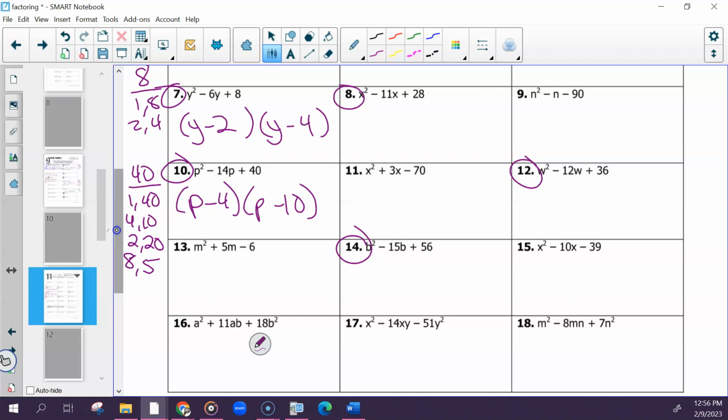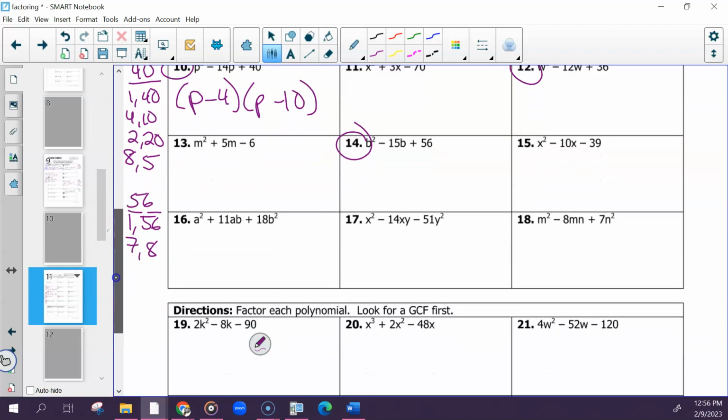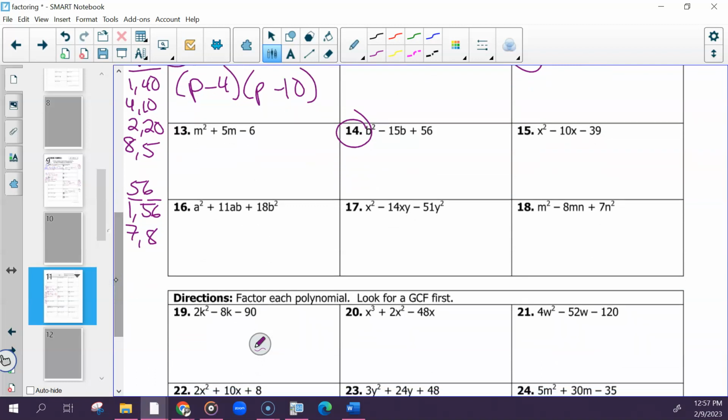And then 14, factors of 56. Got 1 and 56. Okay, 7 and 8. 2 and 28. 4 and 14. 5 wouldn't work. 6 I don't think would work. 3 wouldn't work. I think that's all of them.